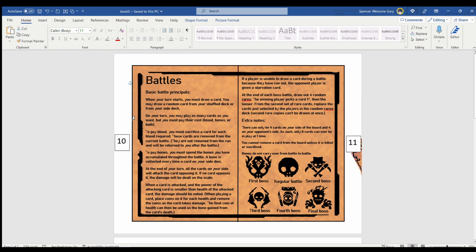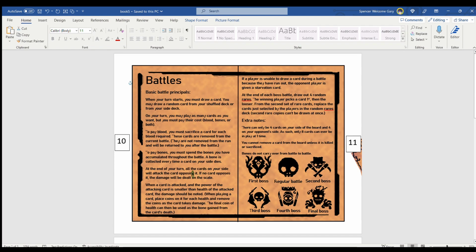On your turn, you may play as many cards as you want, but you must pay their cost, which is either blood, bones, or both. To pay blood, you must sacrifice a card for each blood required. These cards are removed from the current battle. They are not removed from the run and will be returned to you at the end of the battle. To pay bones, you must spend the bones you have accumulated throughout the battle. A bone is collected every time a card on your side dies.